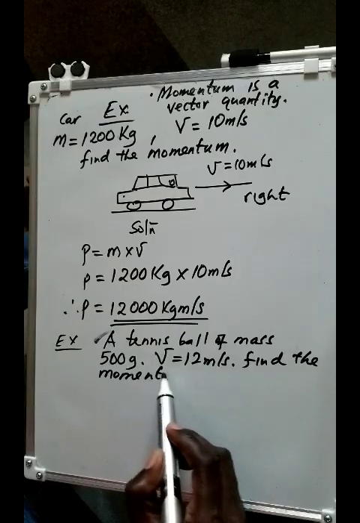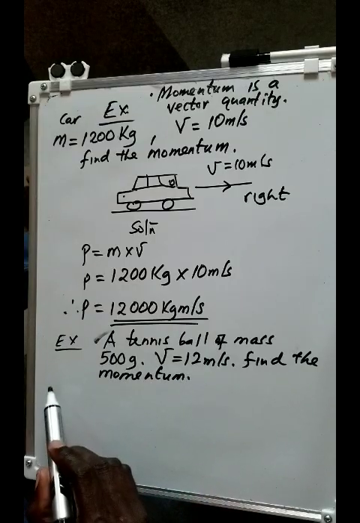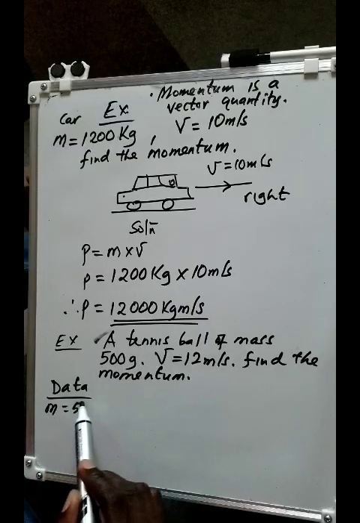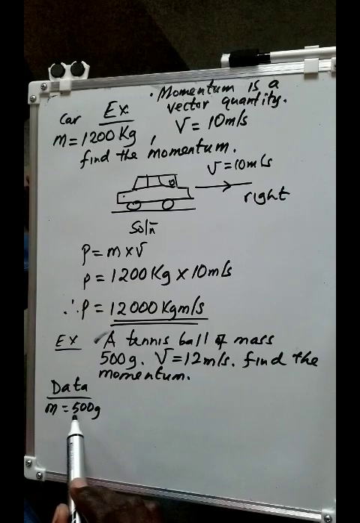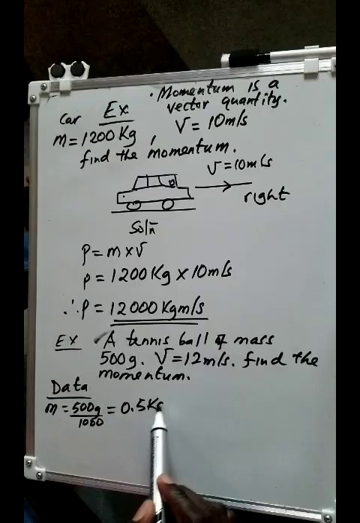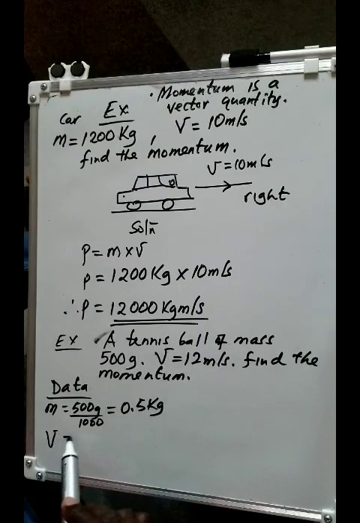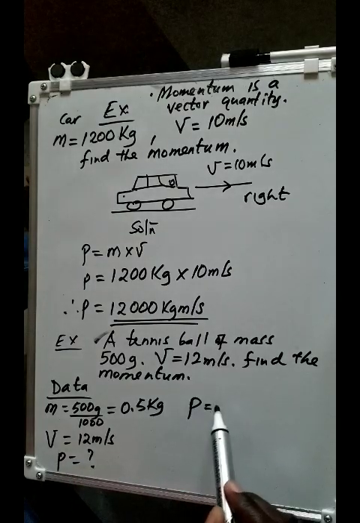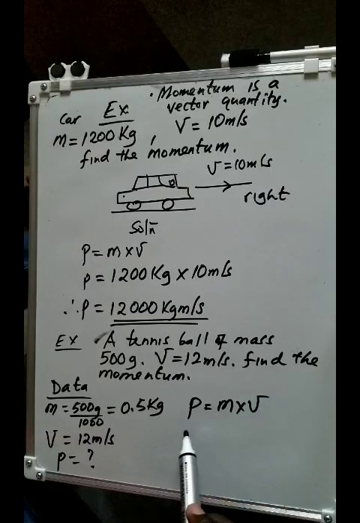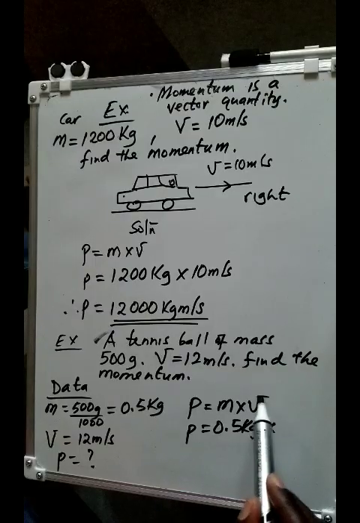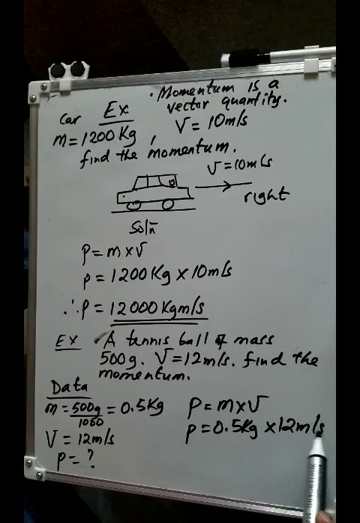Find the momentum. In physics, as usual, it is always important to list down the data, the information that you have. So remember, you have the mass there, which is 500 grams, but that's not the correct unit. Right away divide this by 1000, and that will give you 0.5 kg. Then the velocity, they told us it is 12 meters per second. So what we want to find is the momentum. The momentum will be equal to the mass multiplied by the velocity. So it will be the mass, which is 0.5 kg, multiplied by the velocity, which is 12 meters per second.